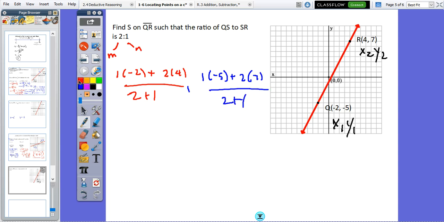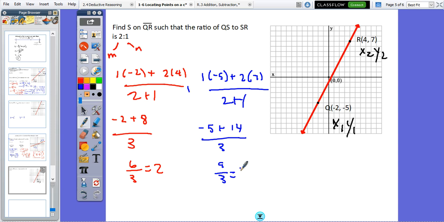Same thing here, so we simplify this. Well, 1 times a -2, we get -2. And then 2 times 4, we get an 8, an 8 all over 3. -2 plus 8 is, of course, 6 over 3, which becomes the number 2. Look at that. Nice, good, even number. Love it. Here we have 1 times a -5, so -5 plus 2 times 7, which gives us 14, over 3. -5 and 14 gives us 9 over 3. Again, another beautiful, nice, even number. So we have the numbers 2 and 3. That's our ordered pair. So we have 2, 3. That's our answer right there.